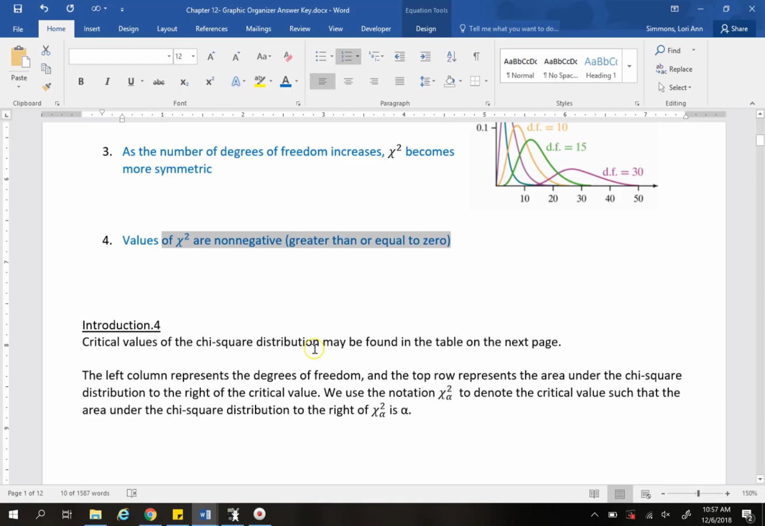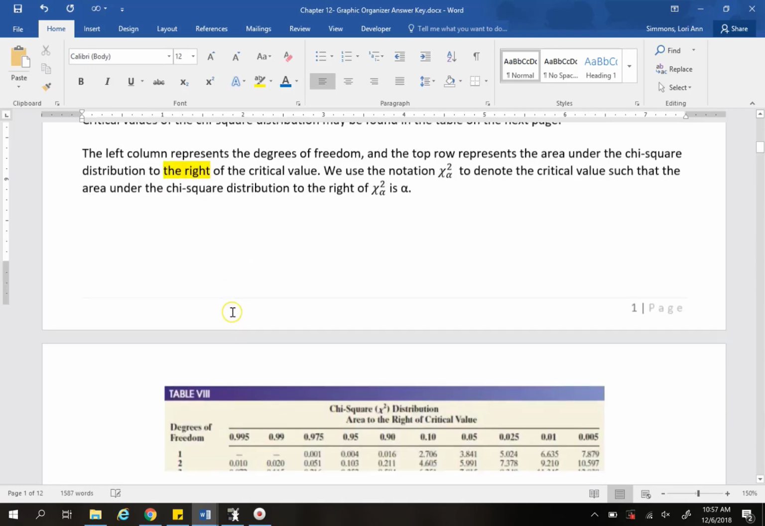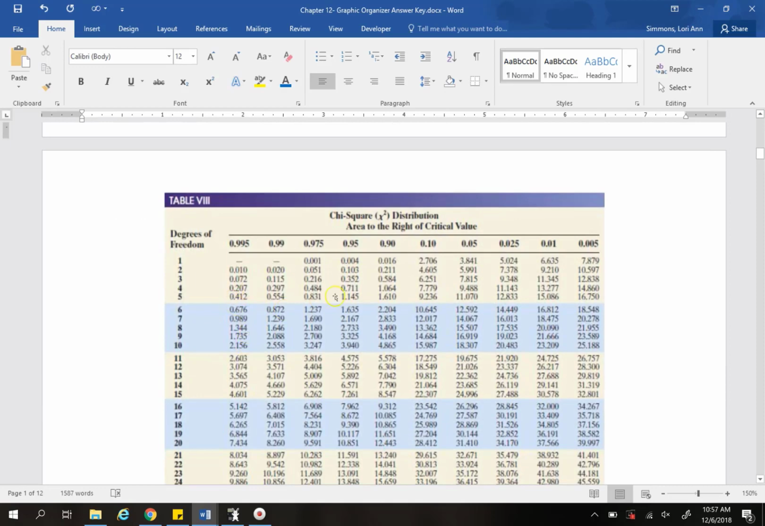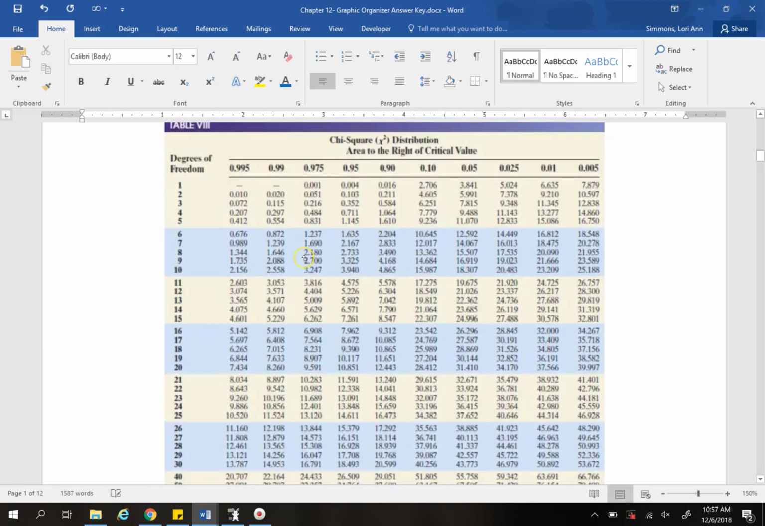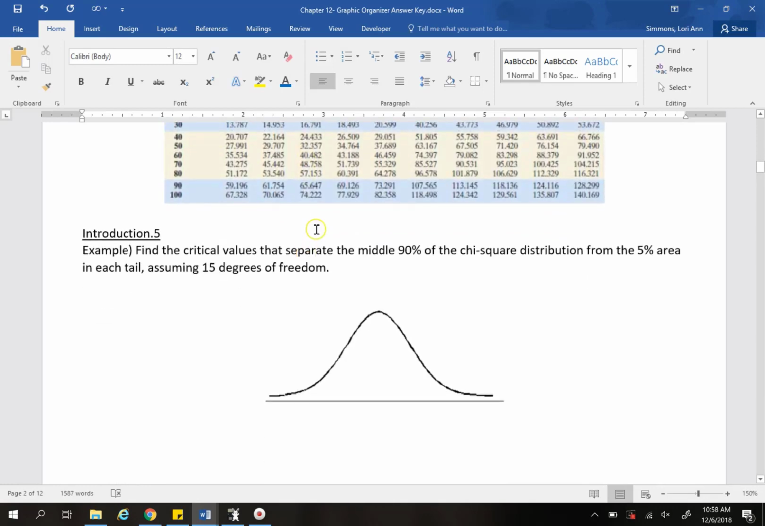With the chi-square distribution, we also have critical values, just like our z and t. You can find these on the next page. The left column represents the degrees of freedom, and the top row represents the area under the chi-square distribution to the right of the critical value. We use the notation chi-squared sub alpha to denote the critical value such that the area under the chi-squared distribution to the right of chi-squared sub alpha is alpha. Unfortunately there is no calculator command for this, so you will have to use table 8 here, and it should be given to you on your homework problems. There should just be a link you can click on.